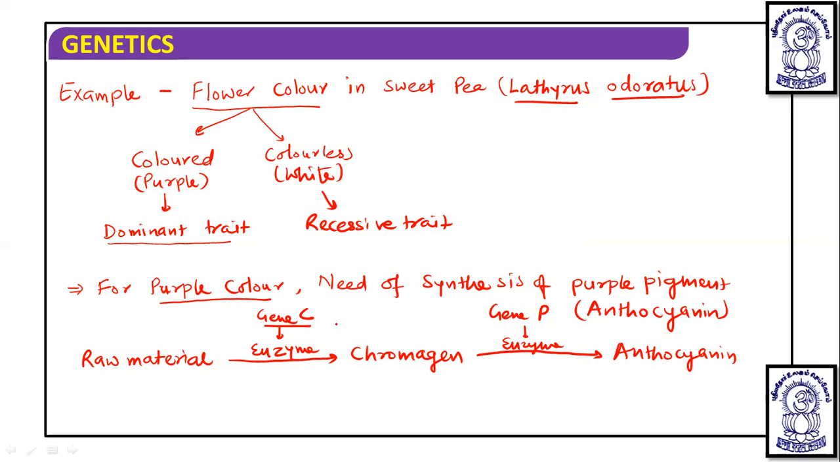Out of these two, if any one is recessive or if both are recessive, then anthocyanin pigment will not be produced. And if anthocyanin pigment is not produced, the phenotype will be white.